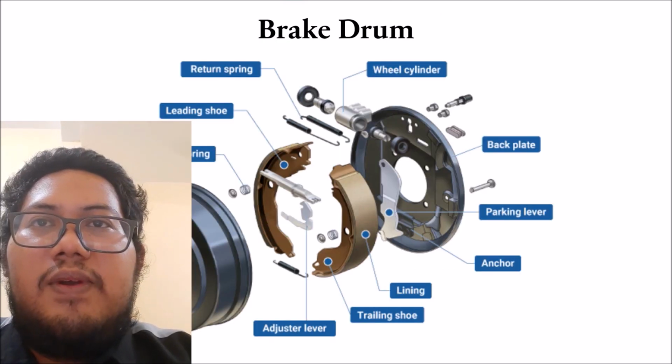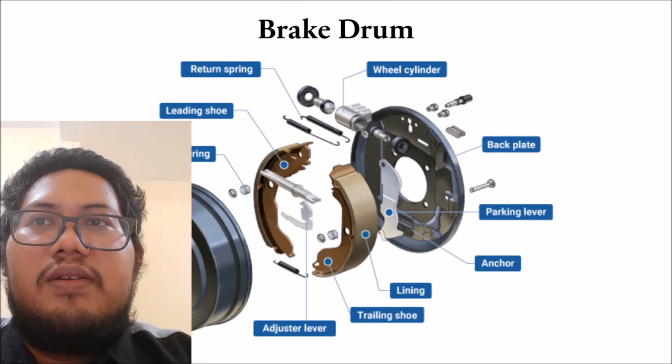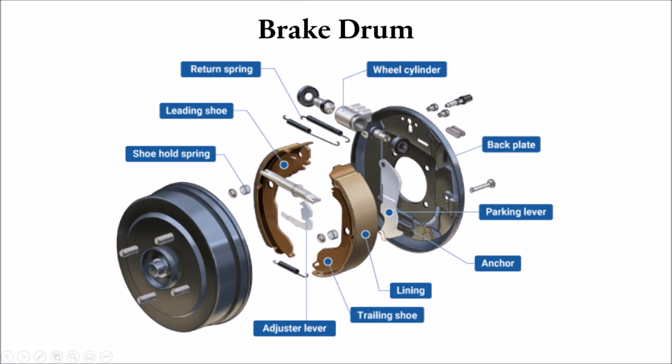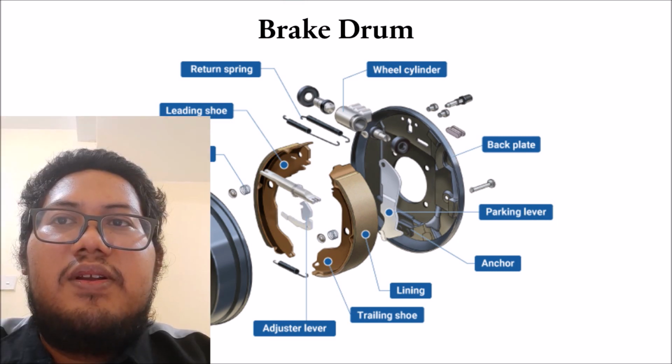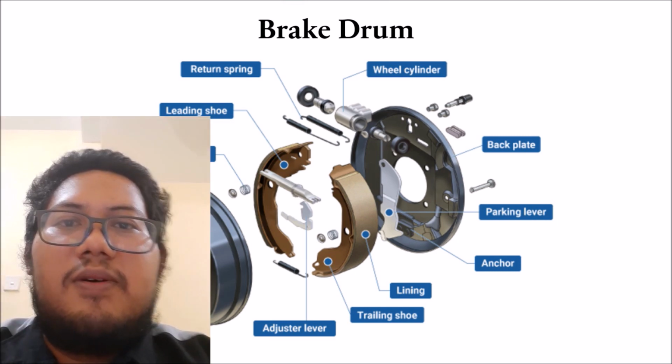Next, I would like to explain how a brake drum works. When the brake pedal is applied, the two curved brake shoes, which have a friction material lining, are forced by hydraulic wheel cylinders against the inner surface of a rotating brake drum. The result of this contact produces friction, which enables the vehicle to slow down or stop.